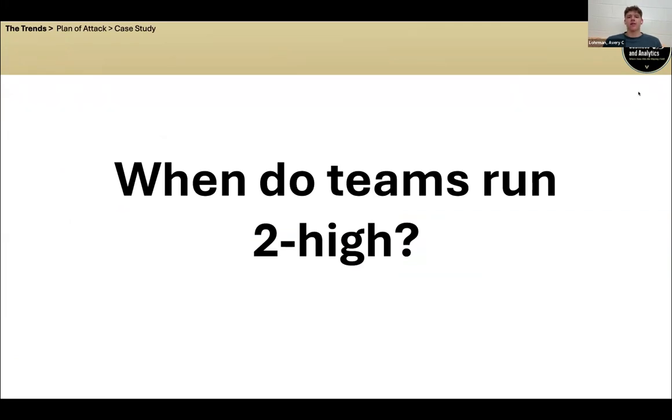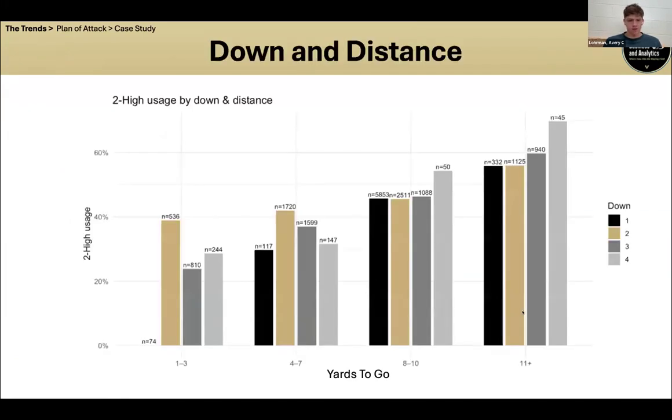We're just going to break down a little bit of the situation of football. When do teams run two high? Looking here, we're looking at down and distance, looking at yards to go. Basically, the main takeaway from here is that as the yards to go increase, on our far left we have 1 to 3 yards to go, and then where you have 11 plus, as that increases, regardless of the down, the percentage of two high coverage is going to increase inherently because the team is going to be more likely to pass the ball.